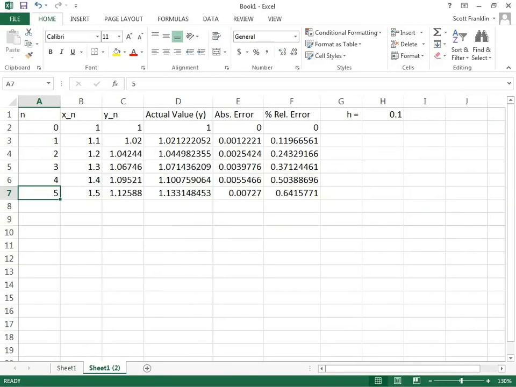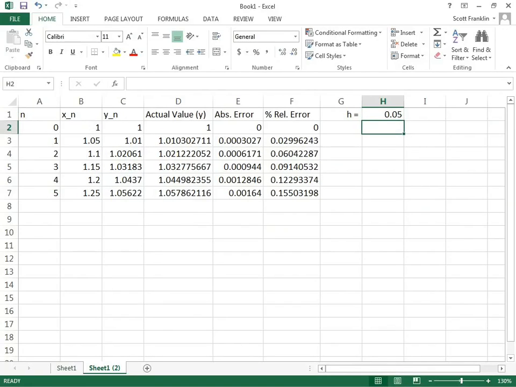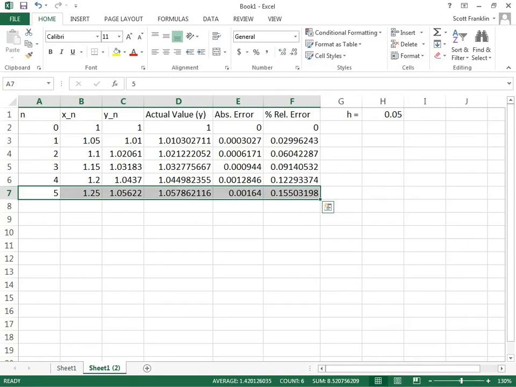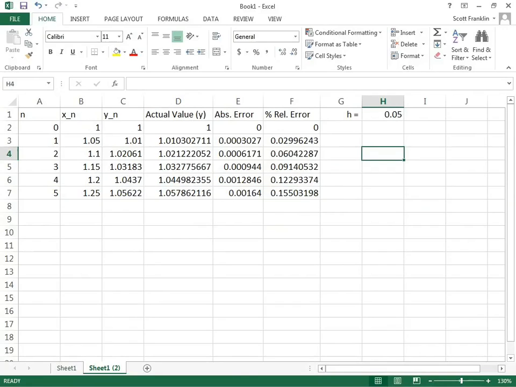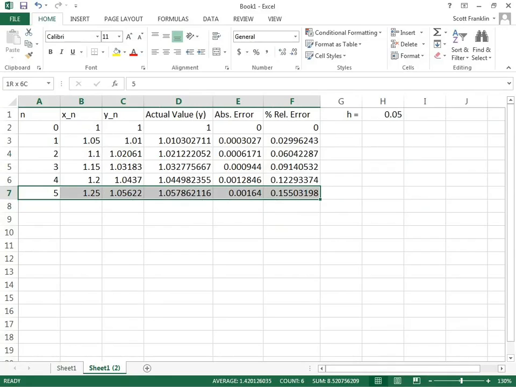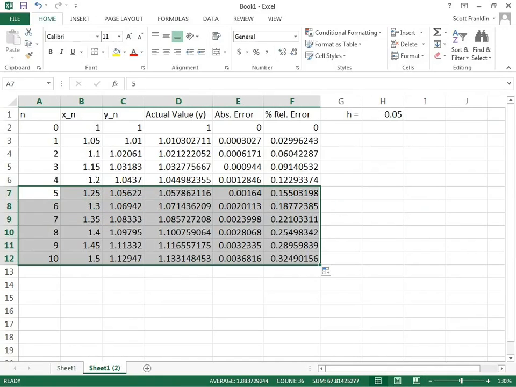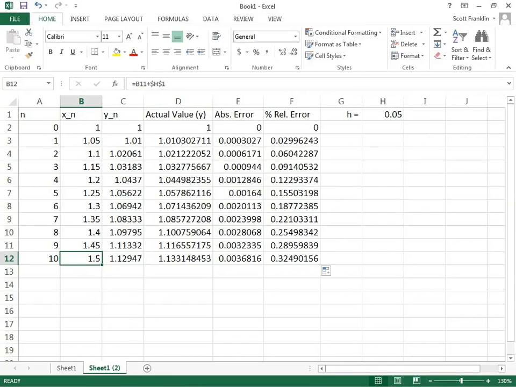Say Sheet 1 again. Now let's change this value over here. Notice these two sheets are exactly the same. So I'm going to change the second one to 0.05. Okay, and the problem is this is now not anything relative to 1.5. I want to know what the error is at 1.5. So I've got to take twice as many steps. So I'm going to drag this all the way down until I get to 1.5, and there it is. Are you with me? Copied the sheet.